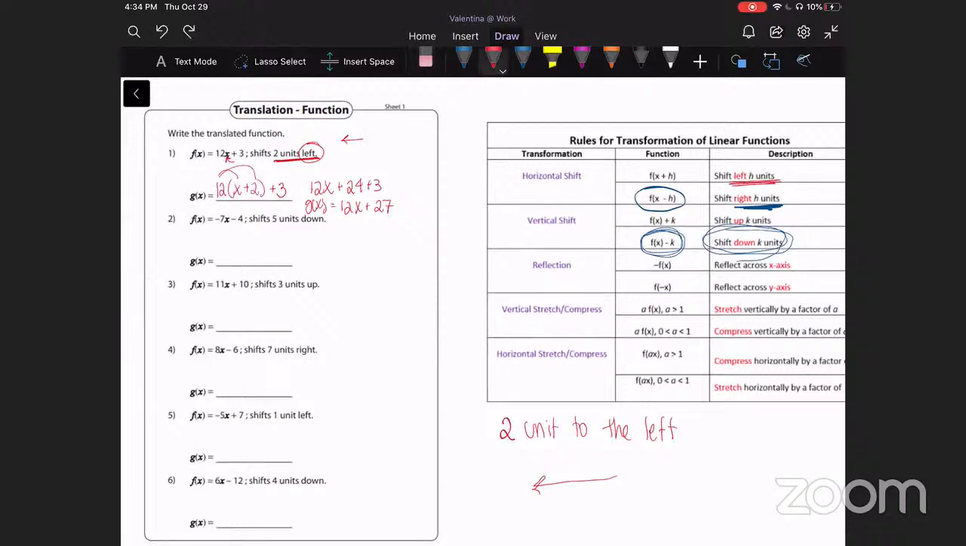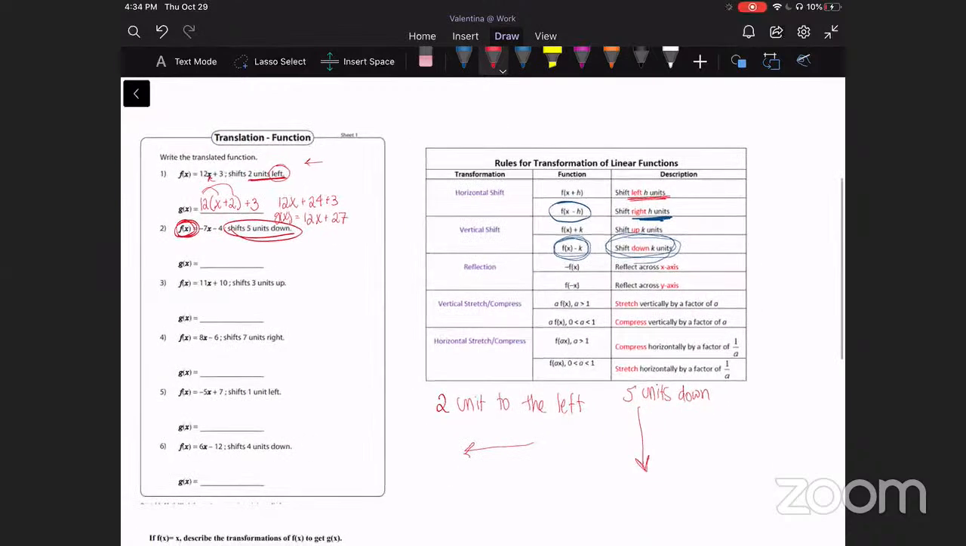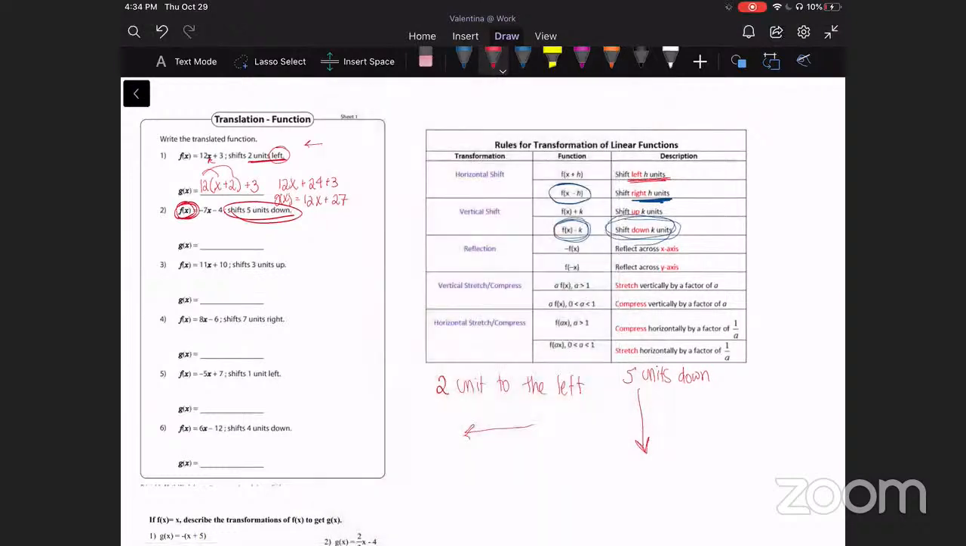But in this case, we want to move up and down. We're going to move down the y-axis. So in that case, we're not going to change our x, we're going to change our y, our output. So instead of adding or subtracting 5 from x, we're going to subtract 5 from the whole function to move 5 units down. Does that make sense?